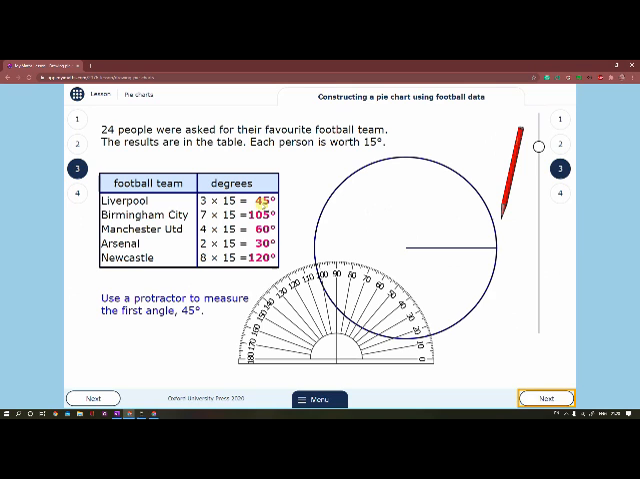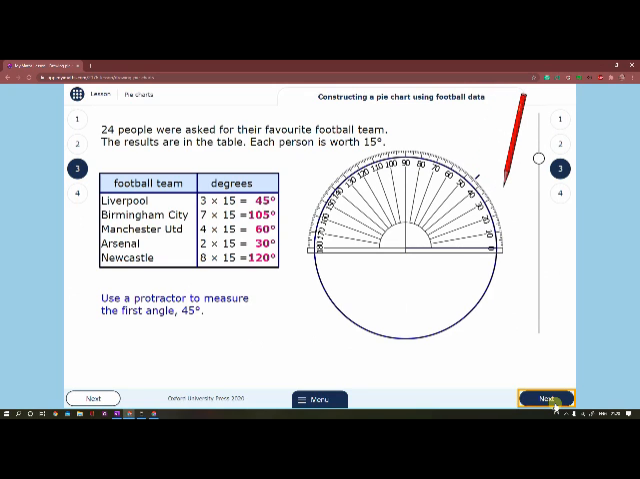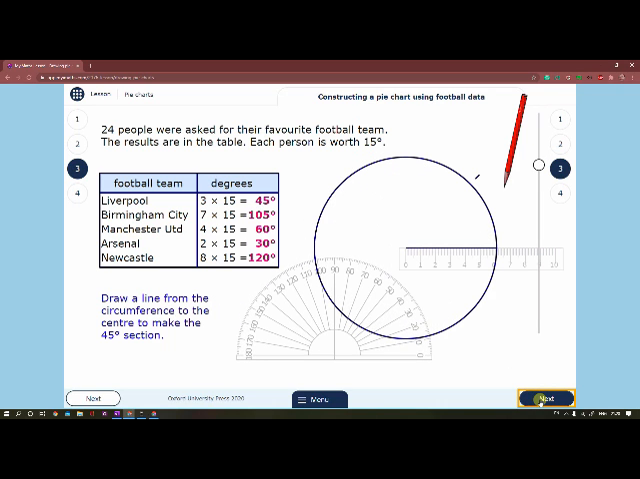First angle we need to put in 45 degrees. So you take your protractor, put 0 along the last line drawn, measure 45 degrees, put a mark. It might be on the circle, it might be inside, it might be out. That doesn't matter. Take your ruler and connect the centre to that point.